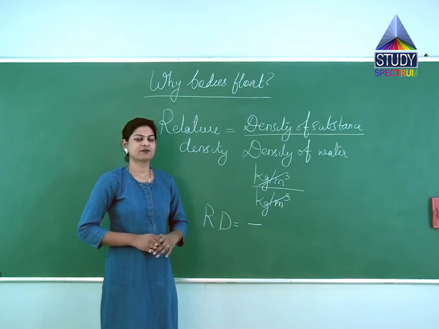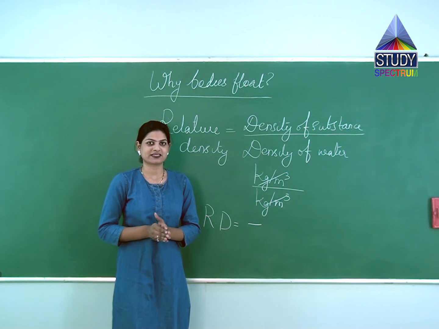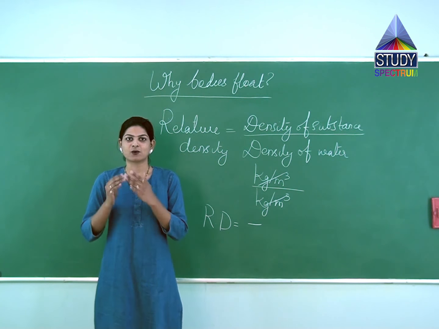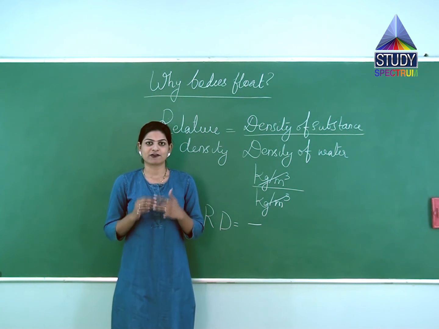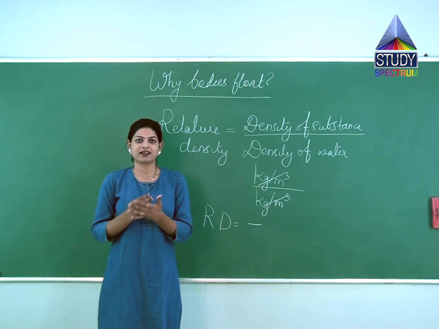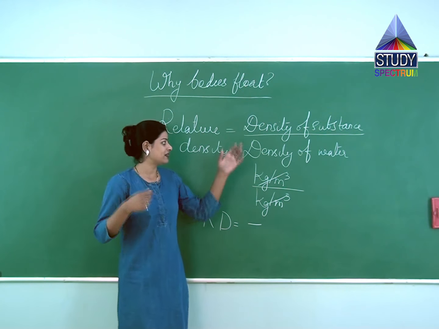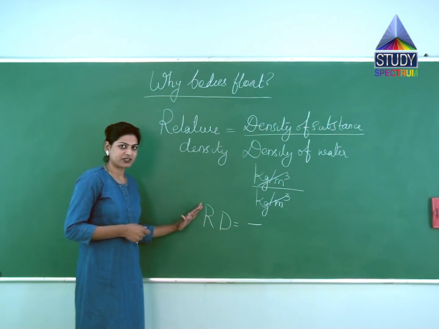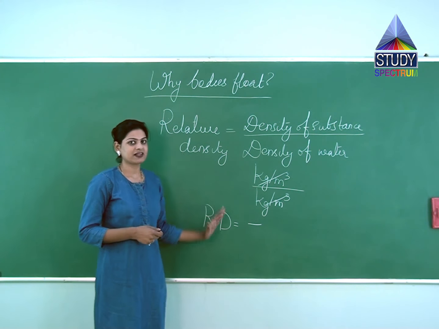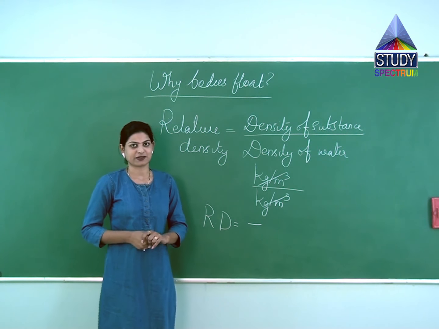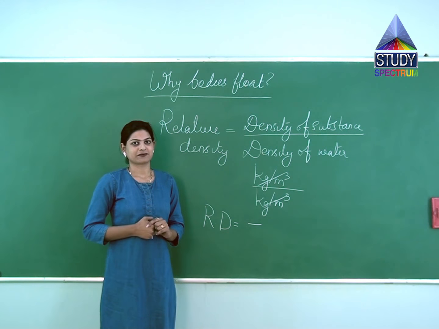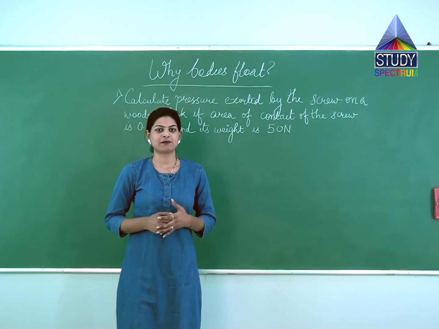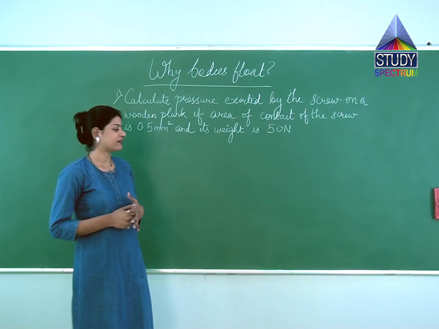So what we studied about relative density is the comparison of the density of the substance with the density of water. For that purpose we need to divide the density of a substance by the density of water. If we have to find the unit of measurement, relative density has no unit of measurement. Now we will see some examples related to the theory that we have studied.